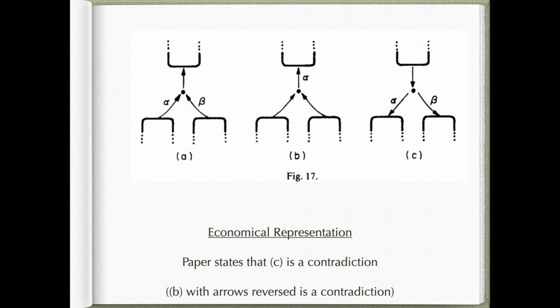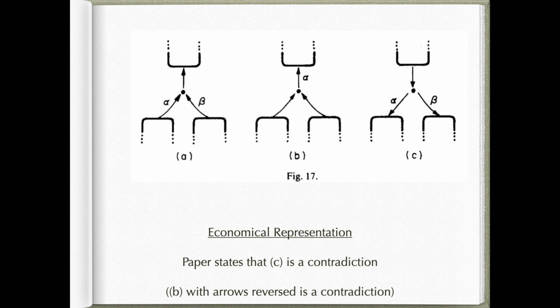If we look at figure 17a, what that says is that if we're in the lower left hand state and we see an alpha transition, it goes to the dot, and the dot immediately goes to the upper state without waiting for another event. So the A event drags the bottom left state into the top left state. Likewise, the bottom right state transits on a beta transition.